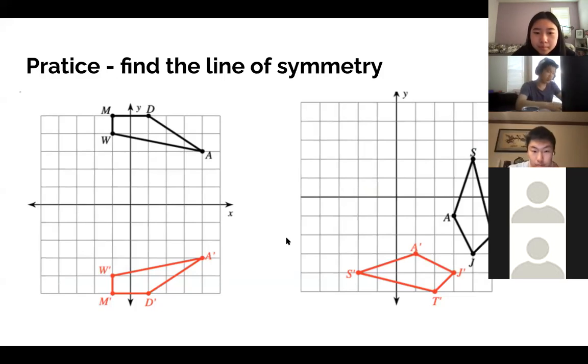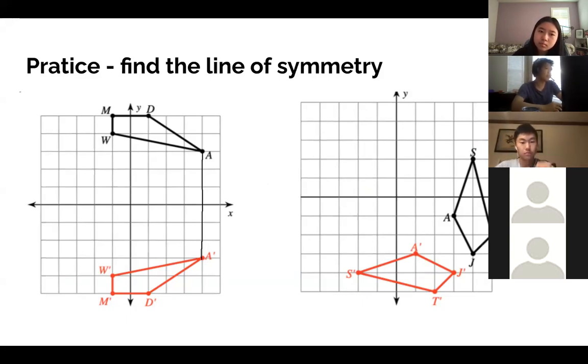A good tip while trying to find the line of symmetry is to take the distance between two corresponding points and then find the mean of that. By the mean I mean you divide it by 2, since there are only 2 points. For example, the distance between A and A prime is 6. So 6 divided by 2 is 3, which means the line of symmetry is 3 units away from point A.